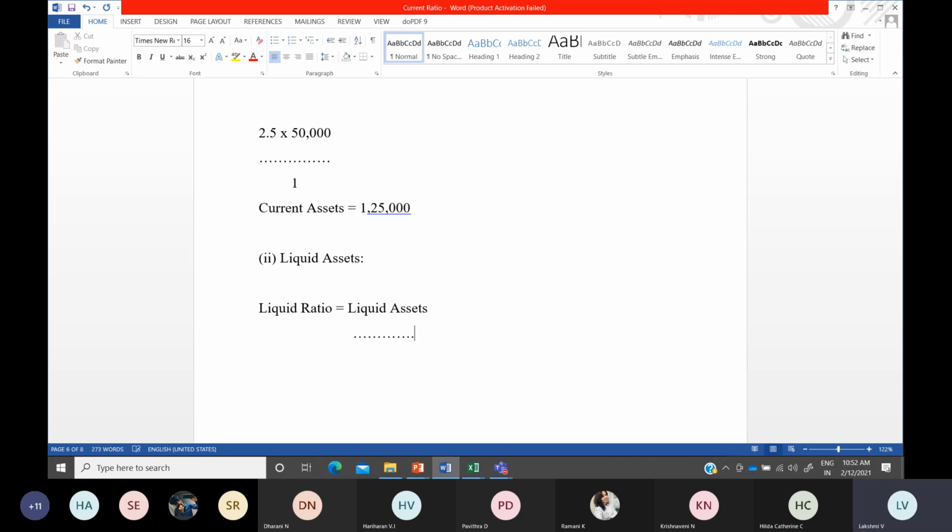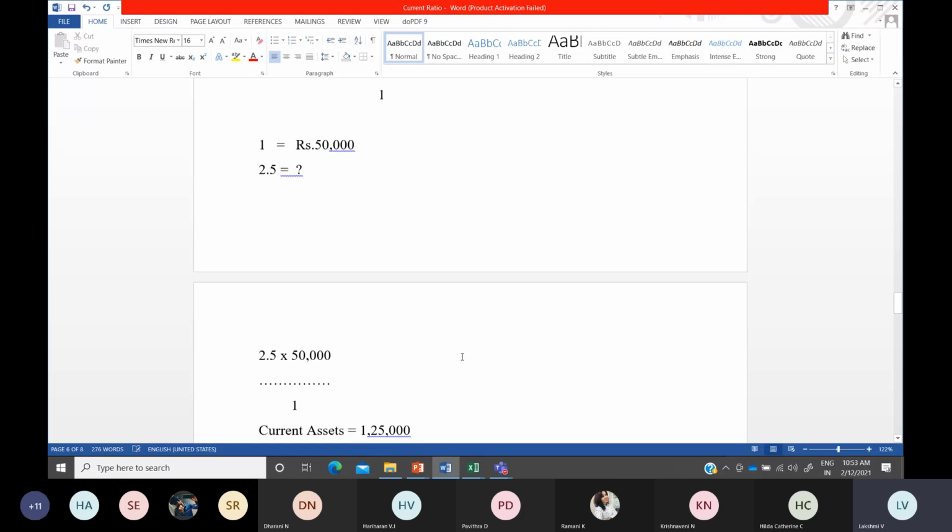Liquid assets divided by current liabilities.